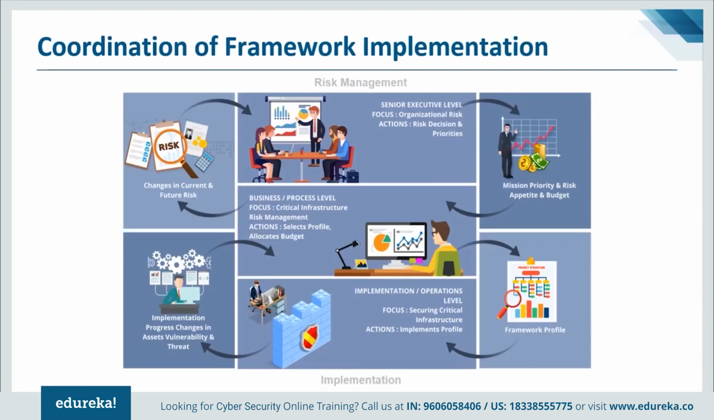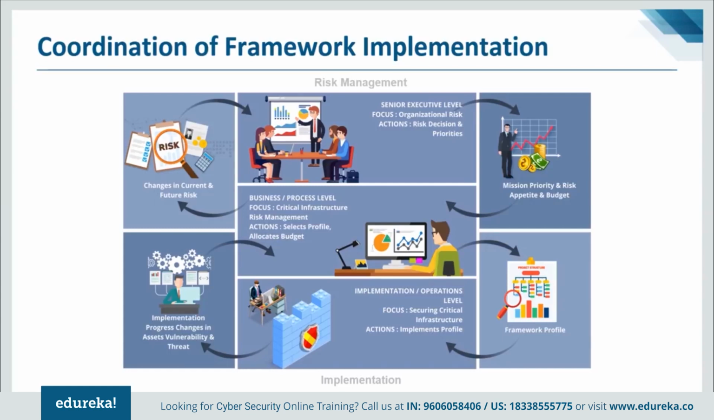Now, the framework helps guide key decision points about risk management activities through the various levels of an organization for supporting risk management. Now, as you can see in the picture, it describes a common flow of information and decisions at the following levels within an organization. The levels are executive, business process, and implementation or operations. The executive level communicates mission priorities, available resources, and overall risk tolerance to the business process level. The business or process level uses the information as input into the risk management process and then collaborates with the implementation or operations level to communicate business needs and create a profile.